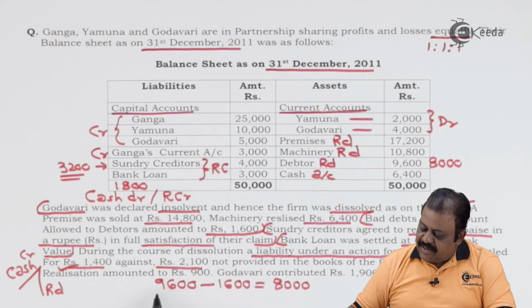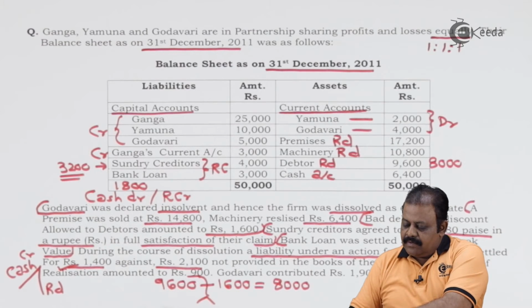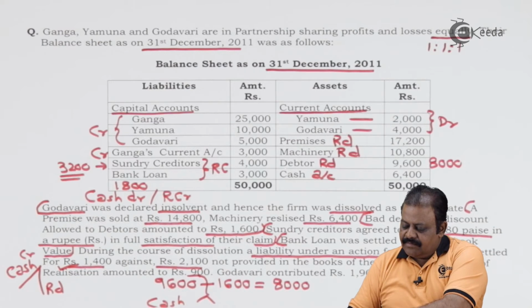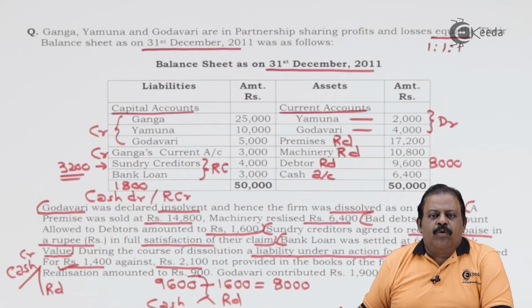The expense of realization amounted to 900. Cash credit, realization account will be debit. This is the amount paid for realization expenses.